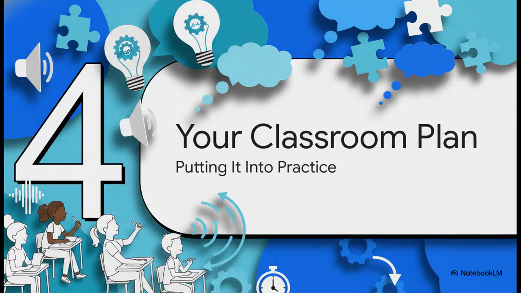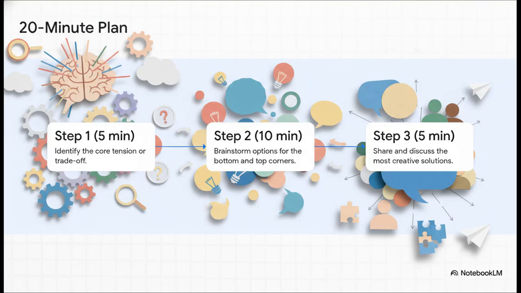So the theory is great, right? But you're probably thinking, how do I actually do this on a busy Tuesday afternoon? I got you. Here is a super simple, super effective plan you can run in just 20 minutes. It's this easy. Step 1, put students in small groups and give them just 5 minutes to really nail down the core tension, that X versus Y. Step 2, give them a solid 10 minutes to just brainstorm ideas for the bottom compromise corner and that top clever corner. And finally, bring everyone back together for a quick 5-minute share out. It is so fast, so focused, and you will be amazed at what they come up with.